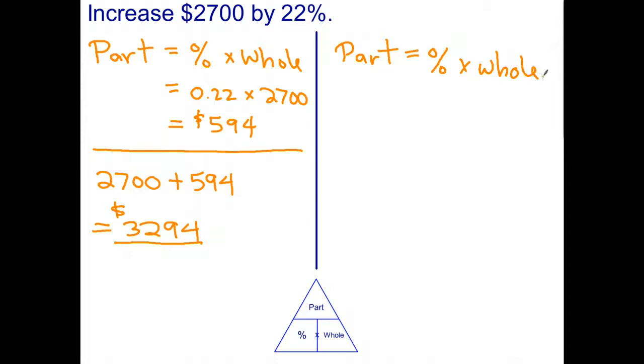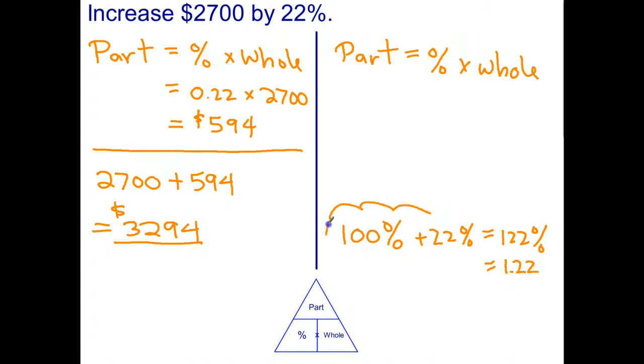Part equals percent multiplied by whole. But before you do the next step, what you're going to think is, I'm going to increase $2,700. Well, that's the whole amount, or 100%. I'm going to increase that by 22%. So therefore, my final answer is going to be 122% of the original amount. And as a decimal, that's 1.22.